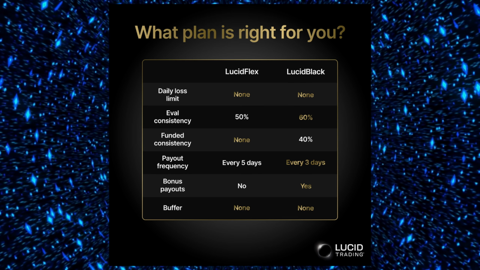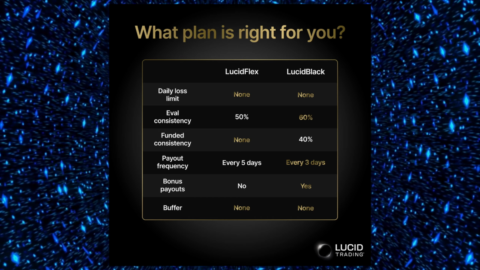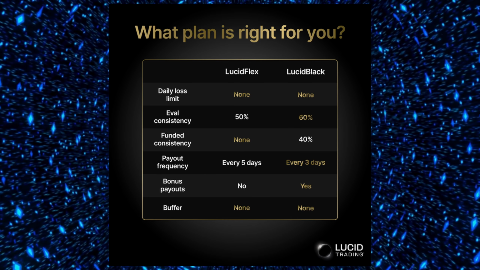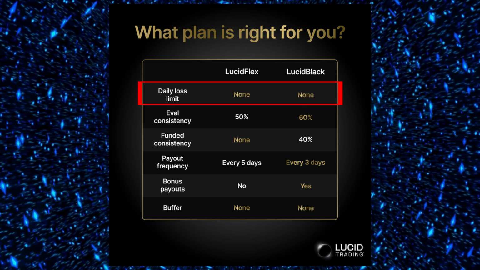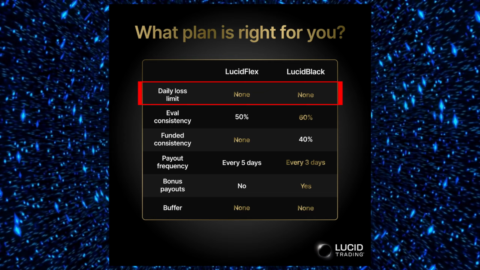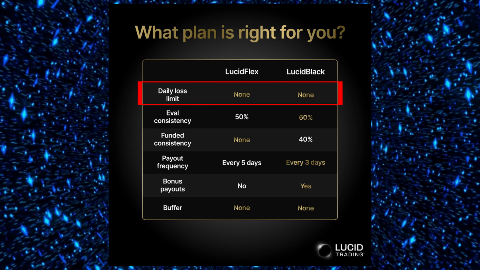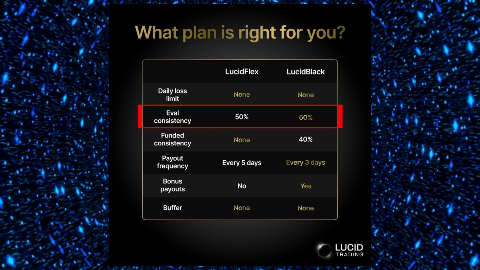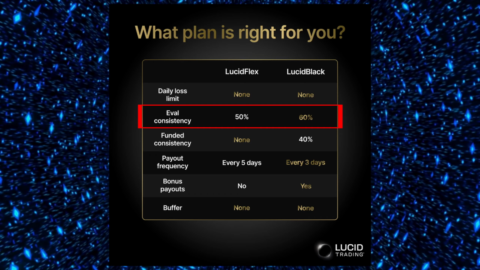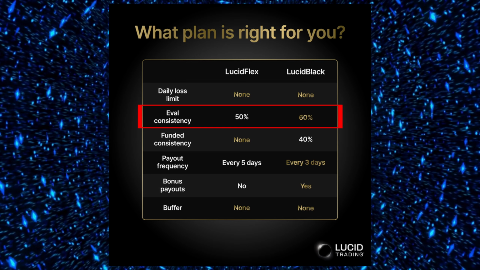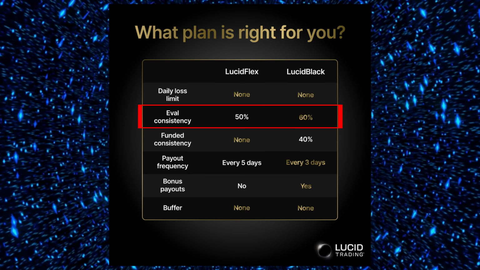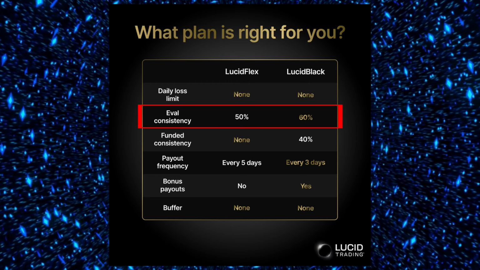So if we come over and look at this quick cheat sheet real quick, and this was put out from Lucid, which plan is right for you? Well, if we look at the Lucid Flex and the Lucid Black account, both of them do not have a daily loss limit. Now, this square is going to be a little bit different. The Lucid Flex has a 50% consistency rule in the evaluation phase, and the Lucid Black has a 60% consistency rule in the evaluation phase.